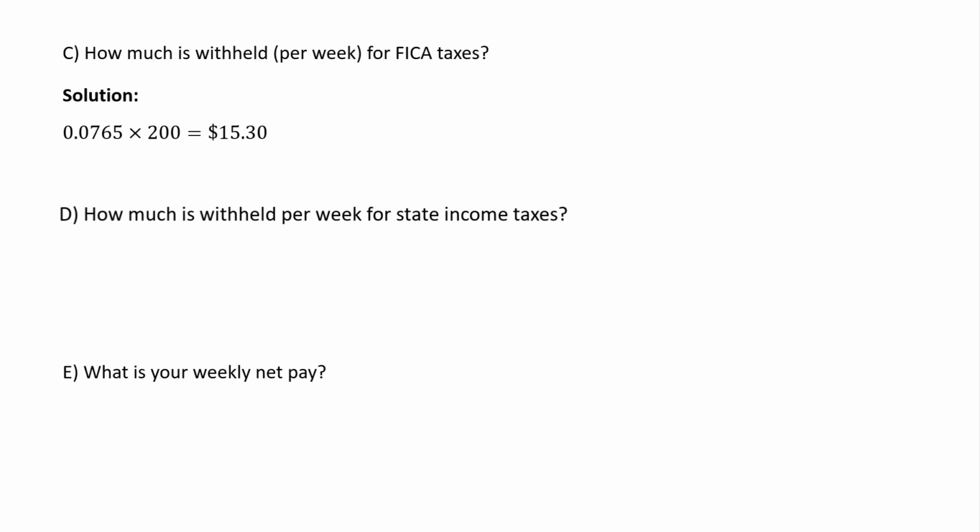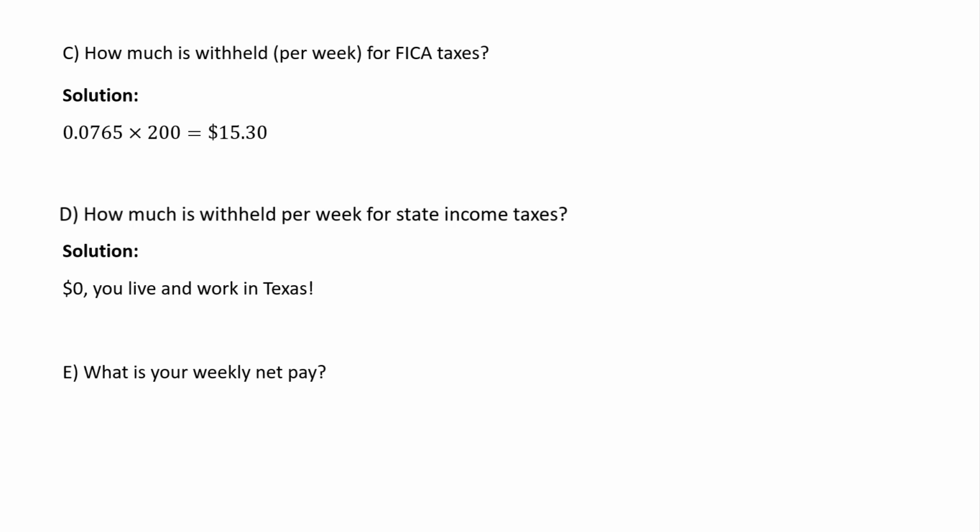0.0765 for your FICA taxes, multiply it by your $200, and $15.30 is what that's equal to. That's how much is also withheld from your paycheck. Part D, how much is withheld per week for state income taxes? Solution, $0. You live and work in Texas, and Texas has no state income tax.